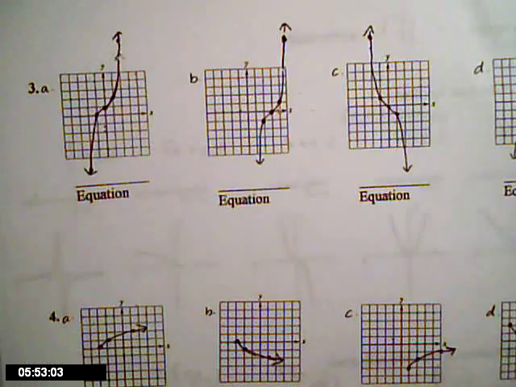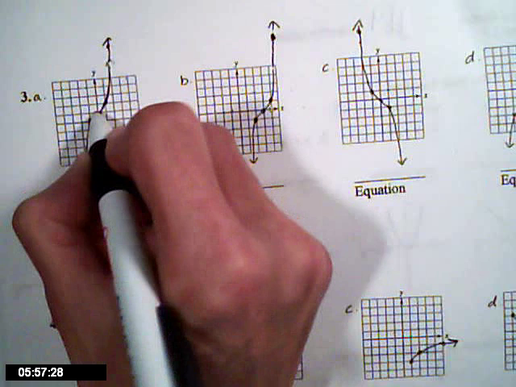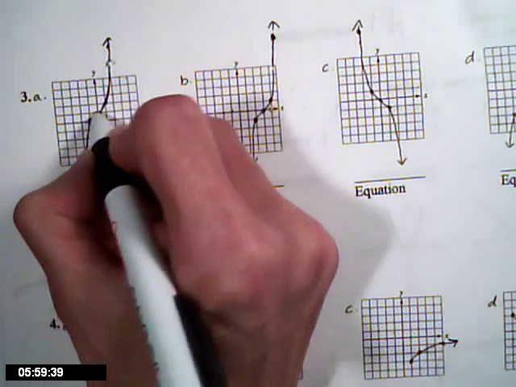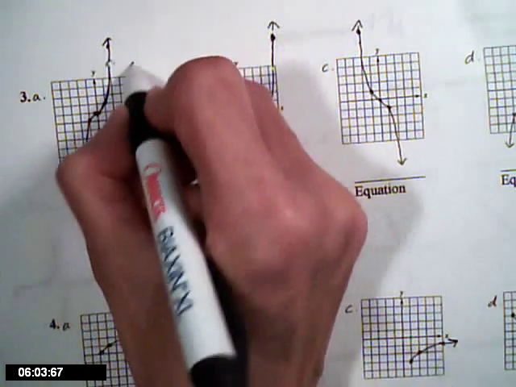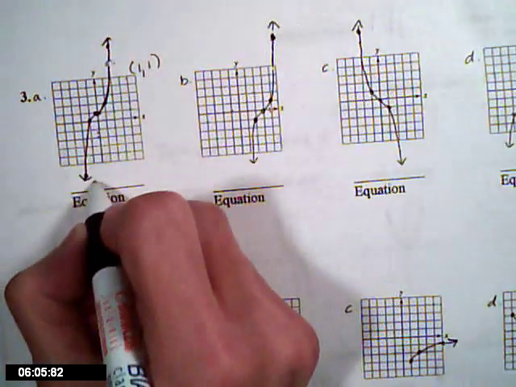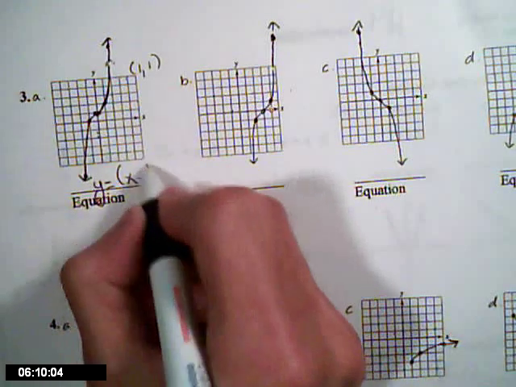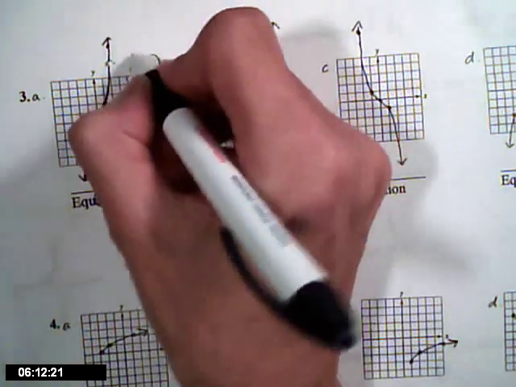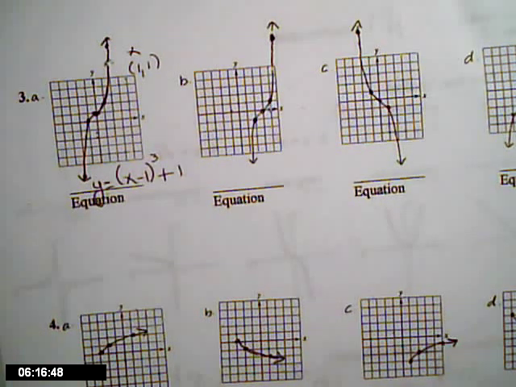Okay, this is our x cubed graph. Find this vertex. This is where the curve begins to change right here. It's this point we have marked. That is 1, 1. Now remember, this is y equals x minus 1 cubed plus 1. Remember, the x changes signs.